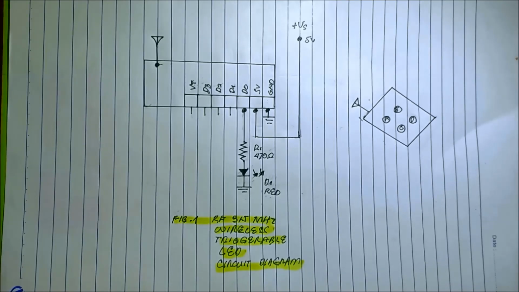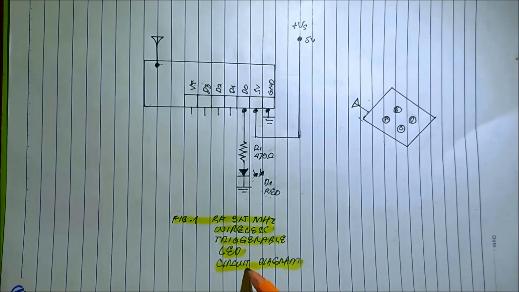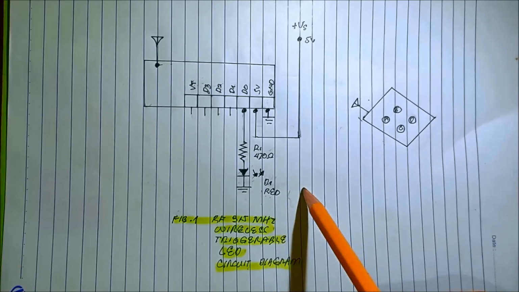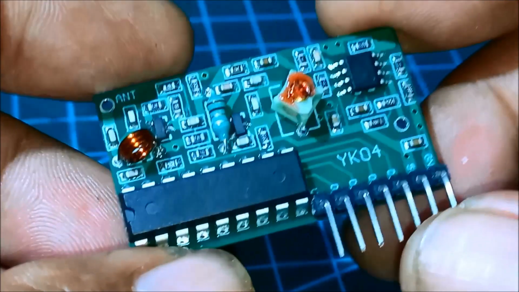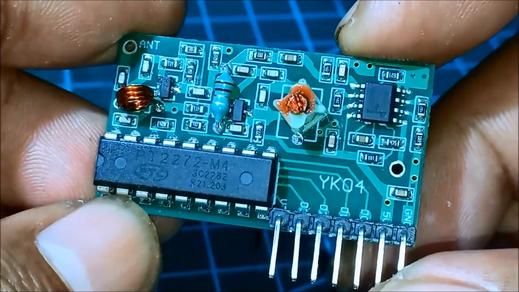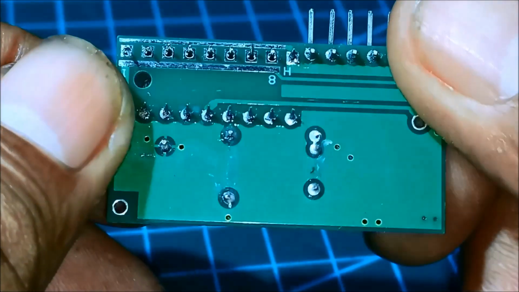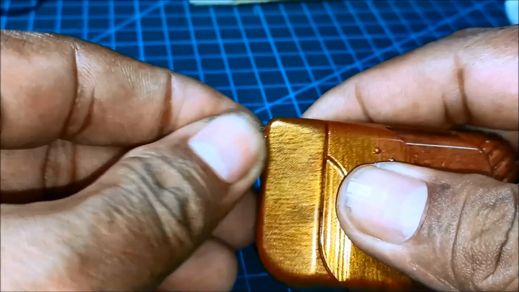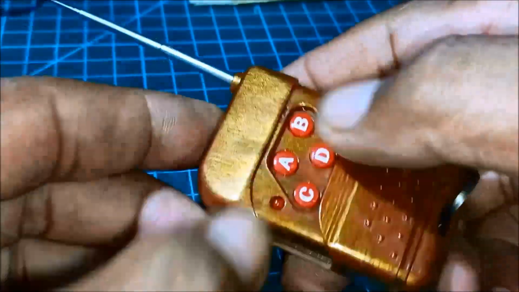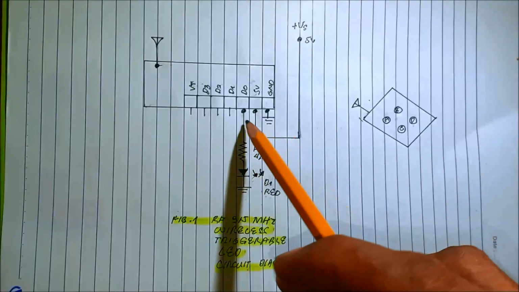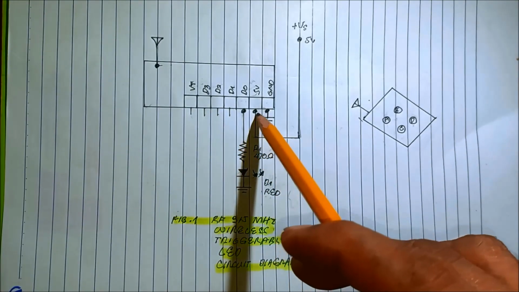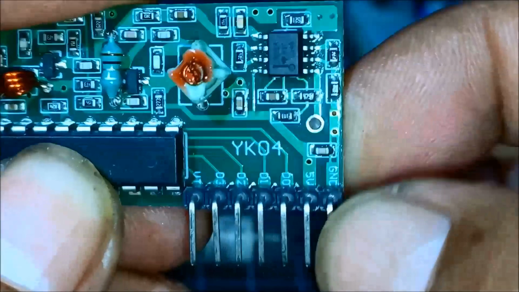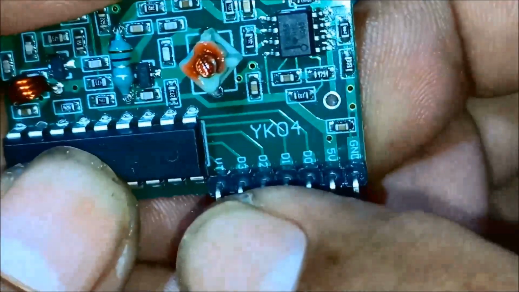This is now the circuit diagram of our project. In our diagram, we are using this module. This is a receiver module, and then we have this transmitter module or the remote control, consisting of A, B, C, D keys. We have this pin out from the receiver module: ground, 5 volts, D0, D1, D2, D3, and then the BT.